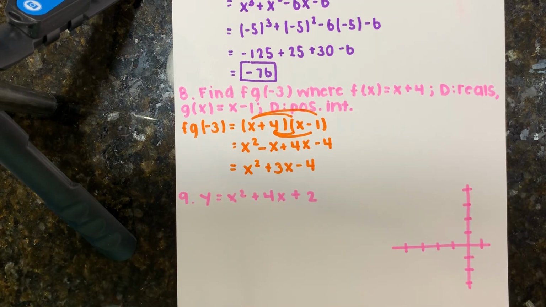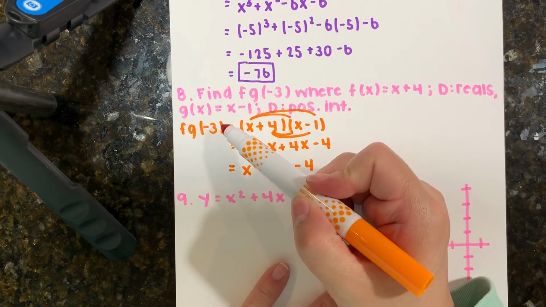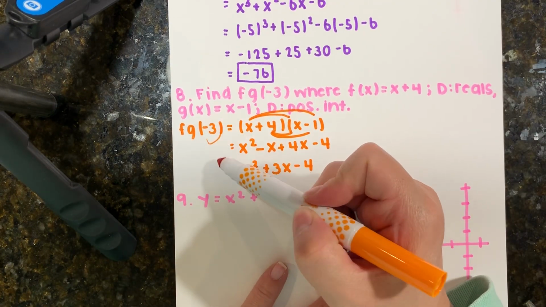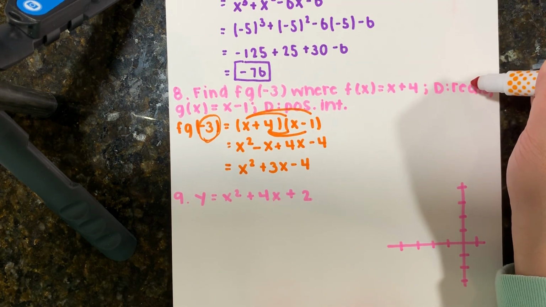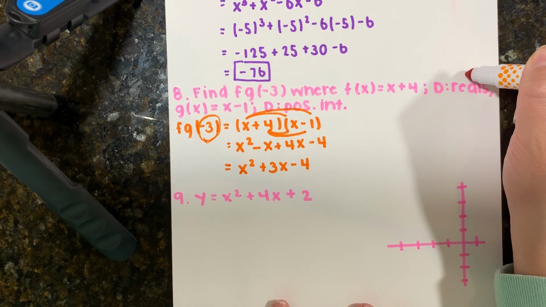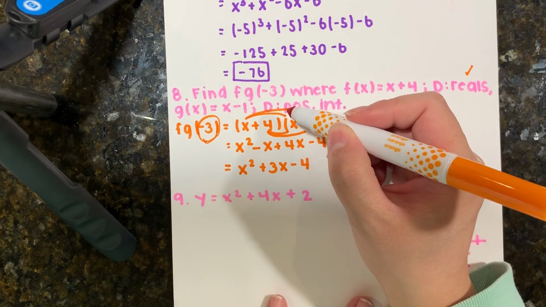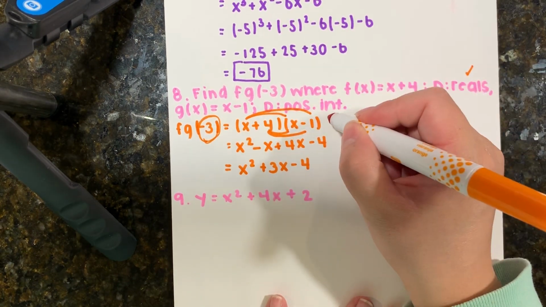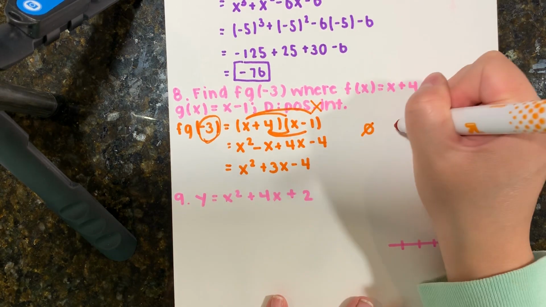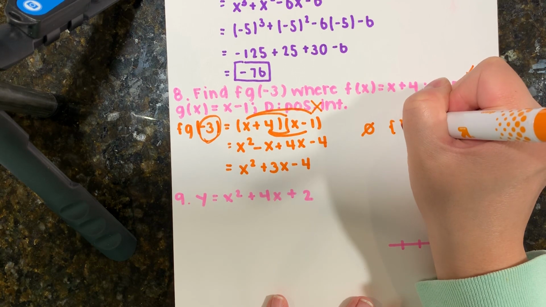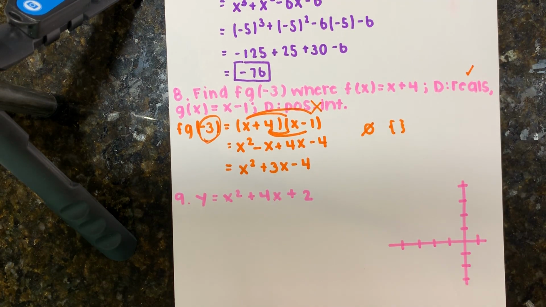But then before I actually input anything into the function, I need to make sure that this negative 3 right here fits within the domain of the original. Well, negative 3 is a real number, so that works there. But negative 3 is not a positive integer. So therefore, your answer, again, is either the null set or the empty set. And either of those answers would work for you.